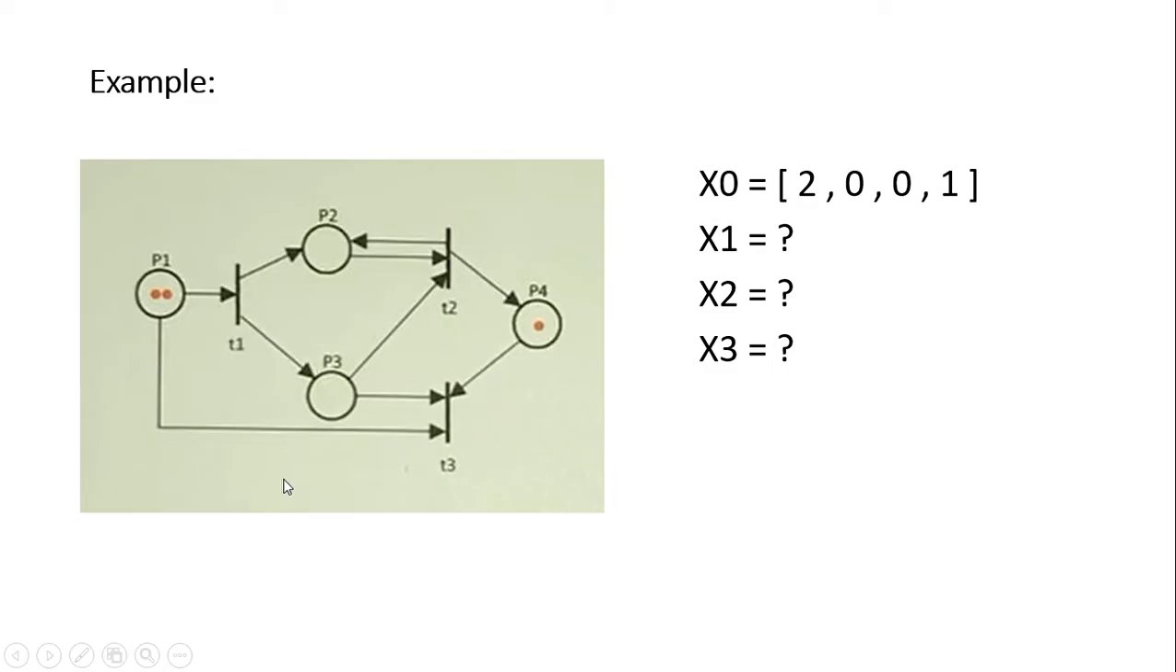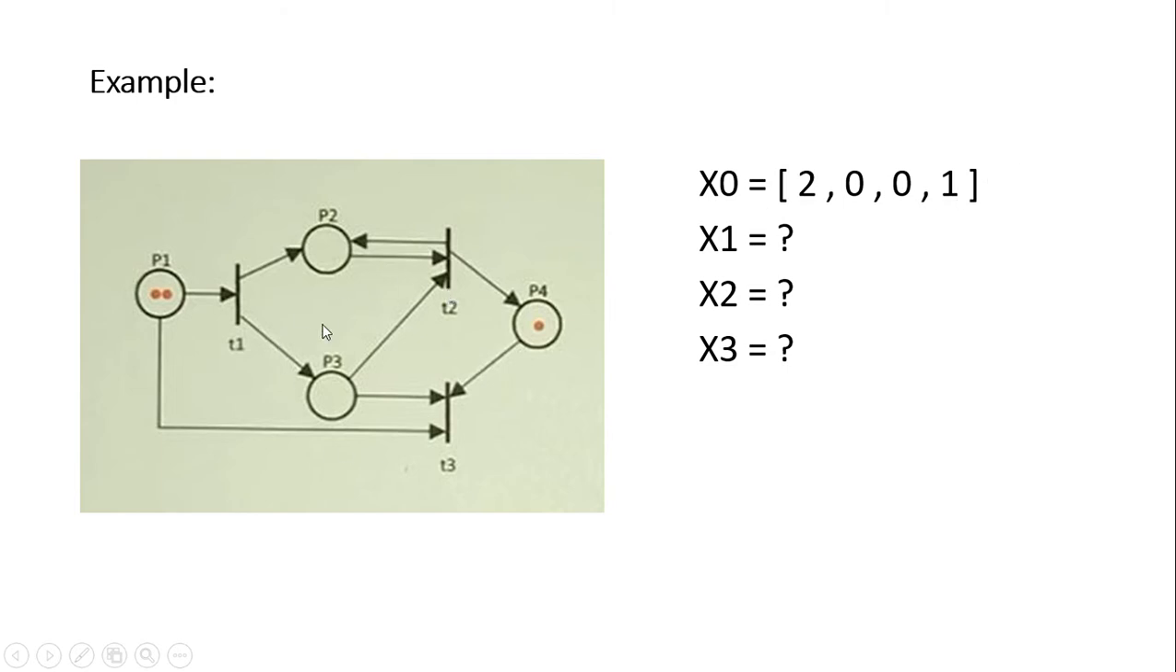As an example of Petri Net problems, we'll find x1, x2 and x3. So here place 1 has 2 tokens, P2 has 0 tokens, P3, place 3, has 0 tokens, and place 4 has only 1 token. So this is the X0 state, and this is the place's token number. Like P1 has 2 tokens, P2 0, P3 0 tokens, and last P4 is 1 token.